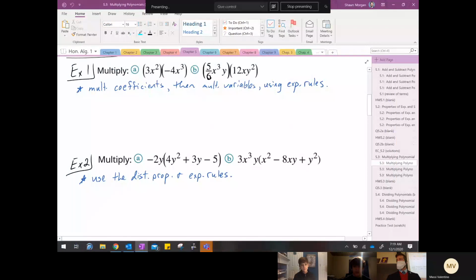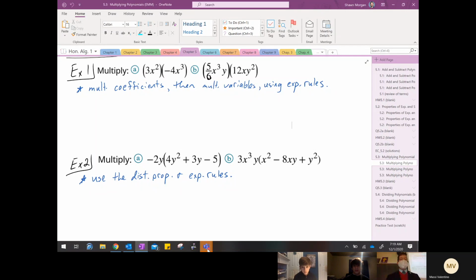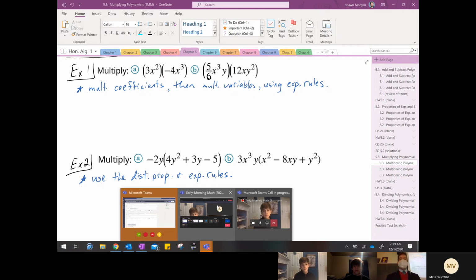Here, you guys at home will see our first couple of examples, what we're working with today. There we go. So I'm going to multiply coefficients, and then also we're just going to multiply each variable.